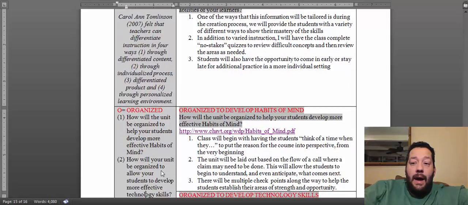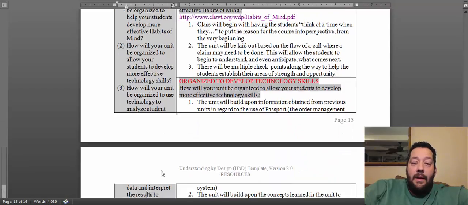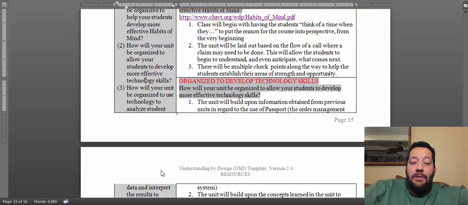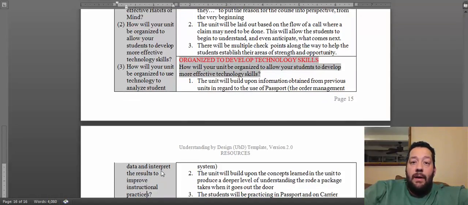Finally, you want to look at how everything is organized. The organization of the lesson is what's going to help you really focus on the habits of mind for your students and help you to develop their technological skills. Additionally, this will allow you to analyze your students' results and see how they are doing and how they are working towards mastery of the goals.